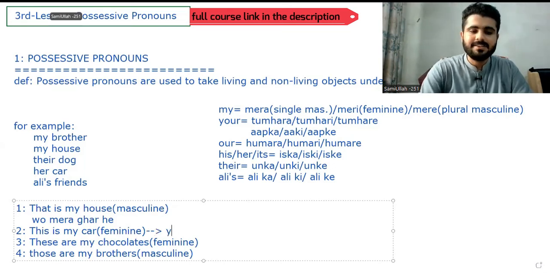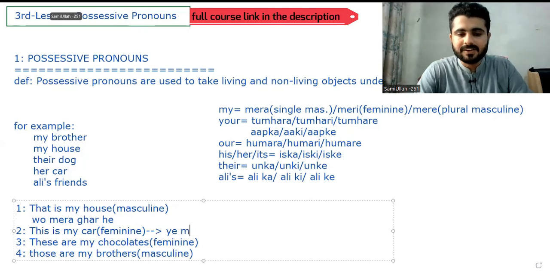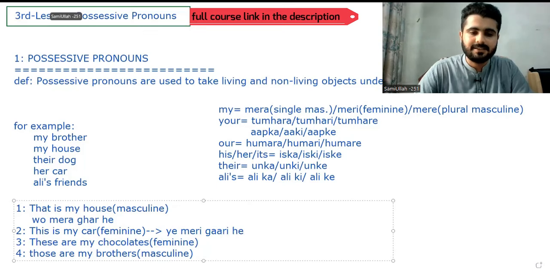Let's translate the second one. This is my car. That means वो, this means ये. ये my car. Now my has three equivalents: mera, meri, mere. Car is taken as feminine. We are talking about a single car. So the version meri for feminine things. ये मेरी car means गाड़ी, is means है. मेरी गाड़ी है. Let's try the third one.